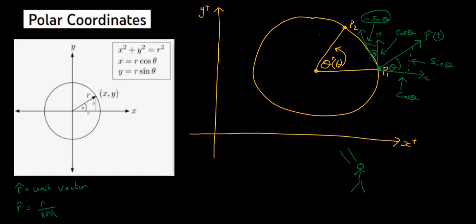If we have a person looking at this, this is called the angular velocity, and that is the change in the angle with respect to time. So if the angular velocity is positive, we have anti-clockwise motions. If it's negative, we have clockwise motions. And if it's 0, it's stationary.